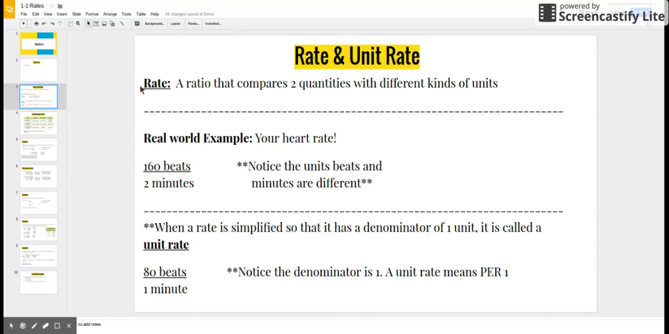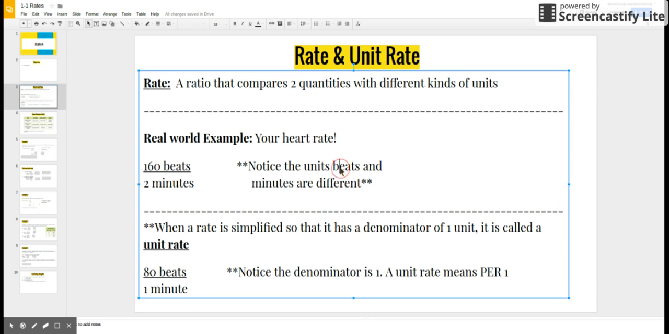So a rate is a ratio that compares two quantities with different kinds of units. For example, your heart rate. You have 160 beats in 2 minutes. Notice that the units, beats and minutes, are different. You have beats and you have minutes.